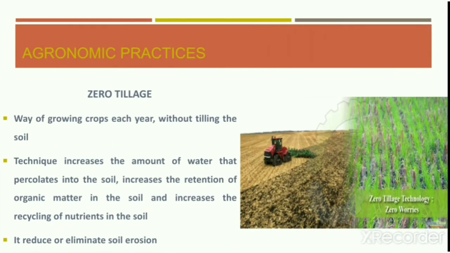Zero tillage is a way of growing crops each year without tilling the soil. This technique increases the amount of water that percolates into the soil and increases the retention of organic matter in the soil, and thereby increases the recycling of nutrients in the soil. This has generally been shown to reduce or eliminate soil erosion.